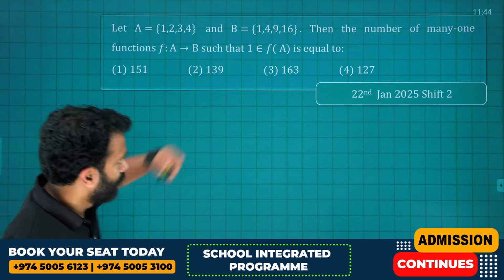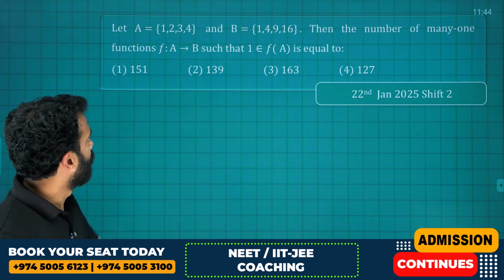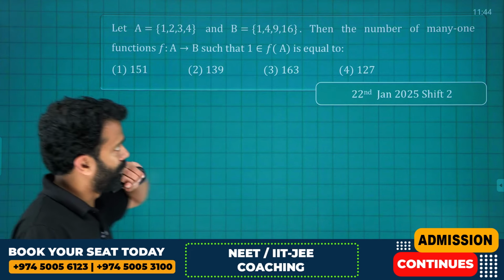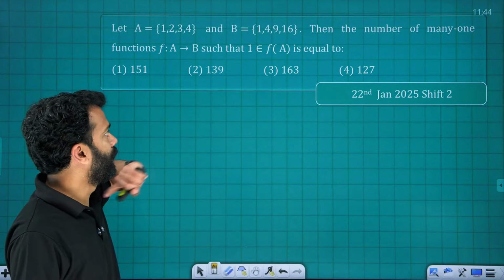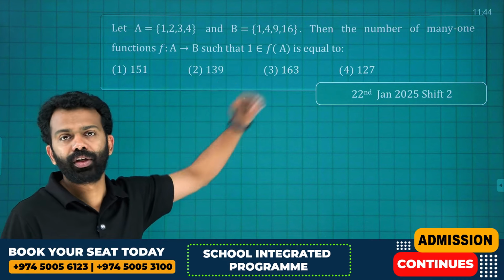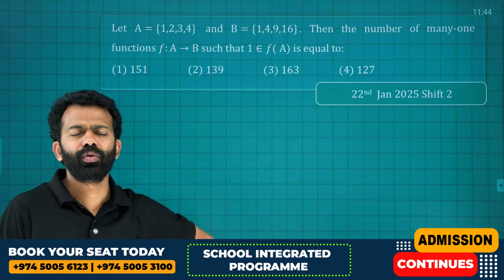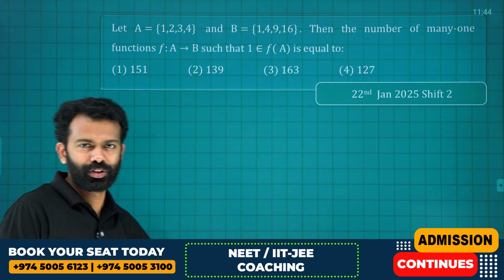Our very first question from 2025. Two sets are given, A and B. Then we need to find the number of many one functions from A to B such that 1 is always an element of f of A. So, how are you going to formulate this one? It's an easy question actually.